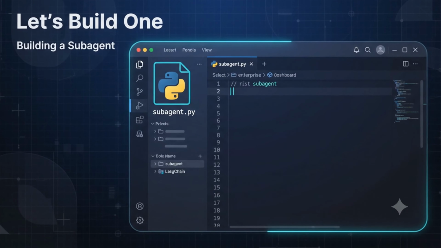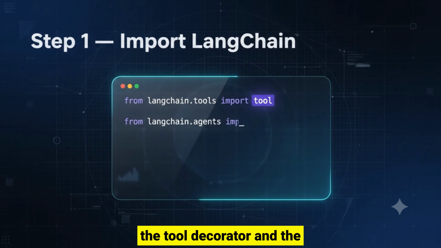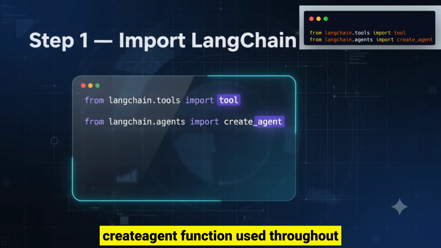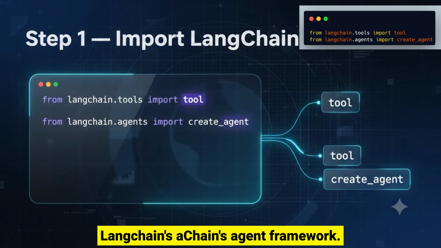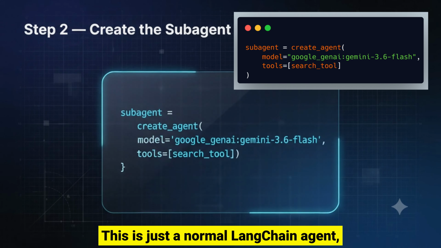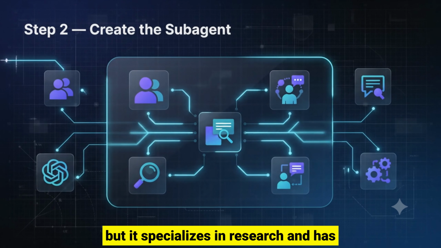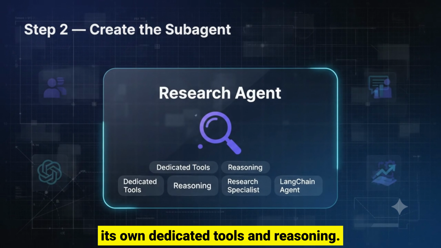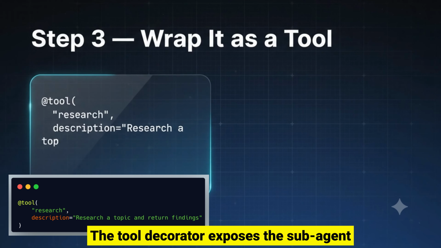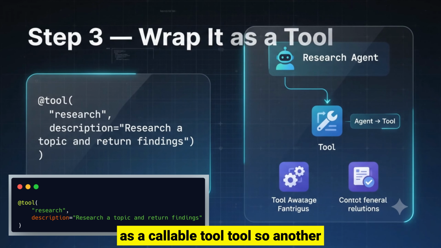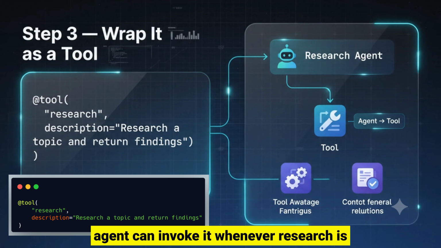official API. Every implementation begins by importing the tool decorator and the create_agent function used throughout LangChain's agent framework. This is just a normal LangChain agent, but it specializes in research and has its own dedicated tools and reasoning. The tool decorator exposes the subagent as a callable tool, so another agent can invoke it whenever research is required.